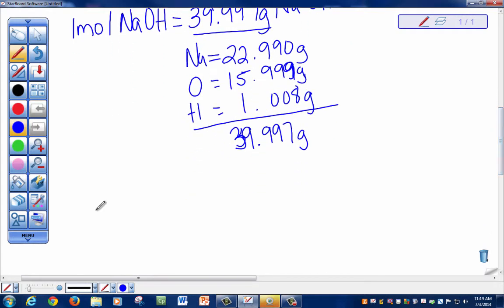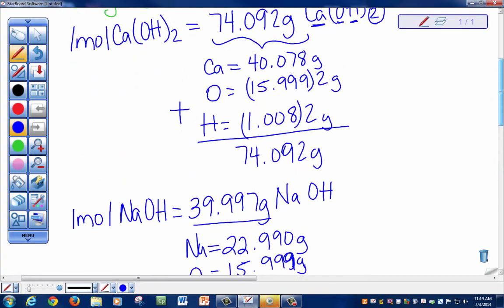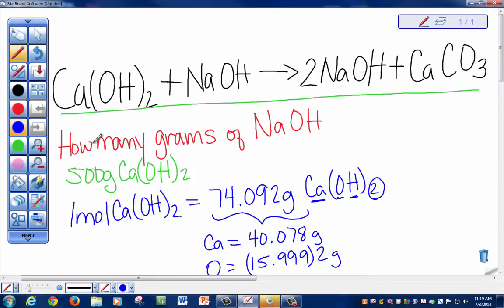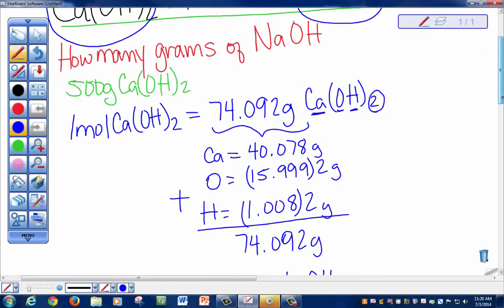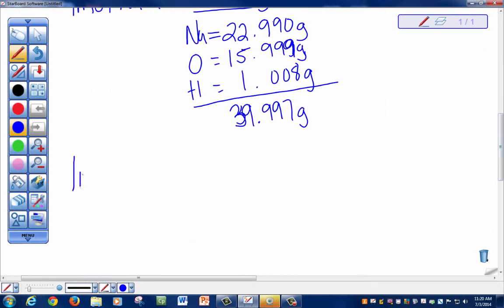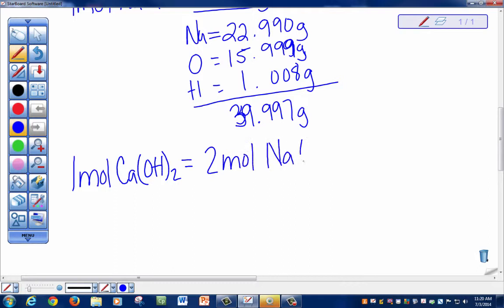And our last conversion, we're going to have to go back up to our balanced equation. So for every one of these guys, I'm able to produce two of the sodium hydroxides. So we can also word that as 1 mole of calcium hydroxide equals 2 moles of sodium hydroxide. And these are all the conversion factors we need. So now we're able to move on to step 3.